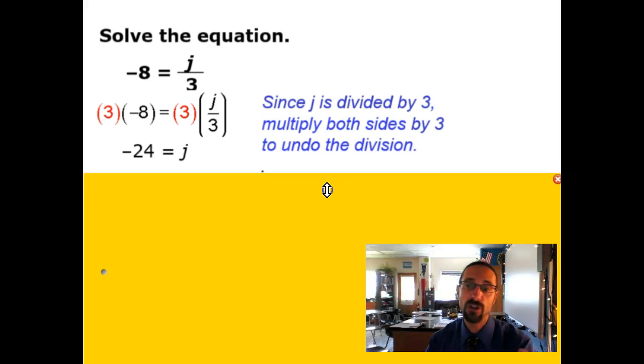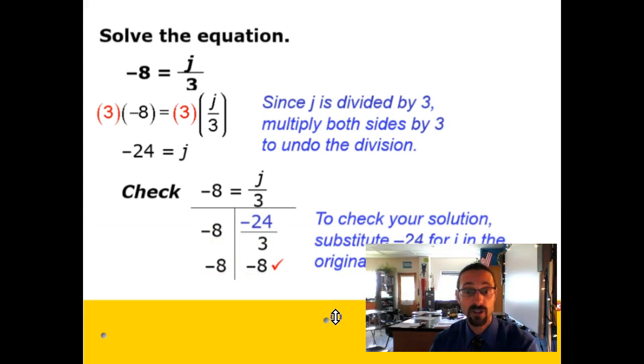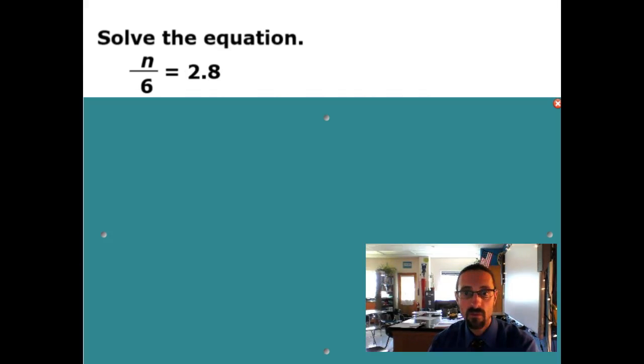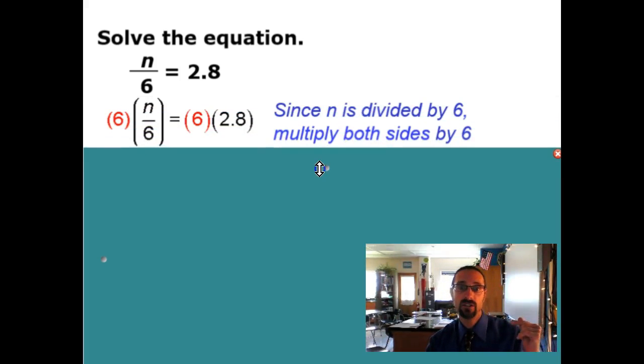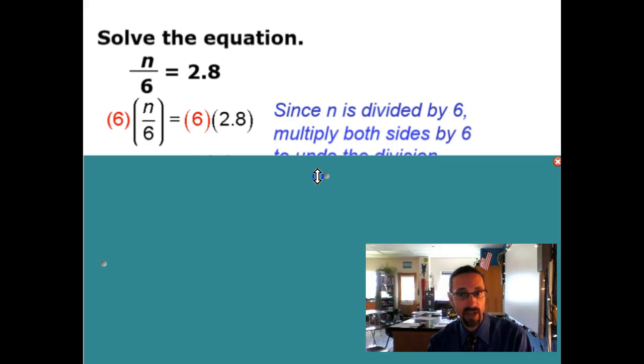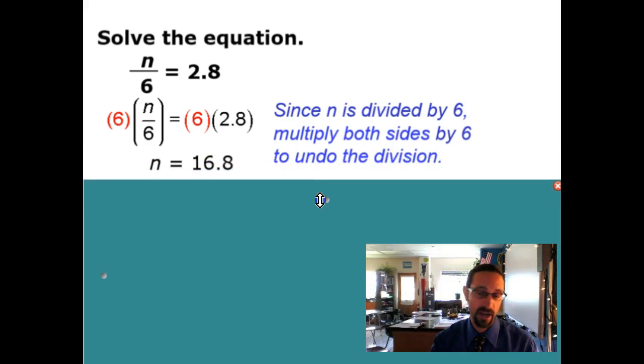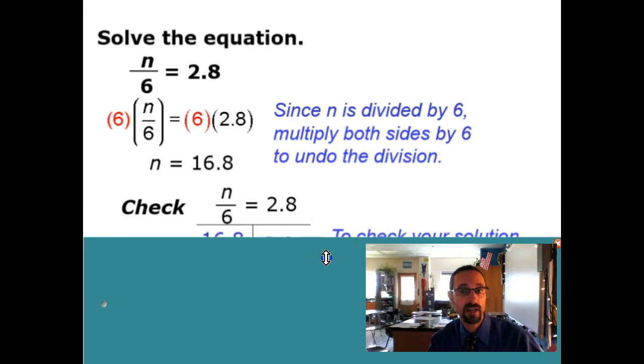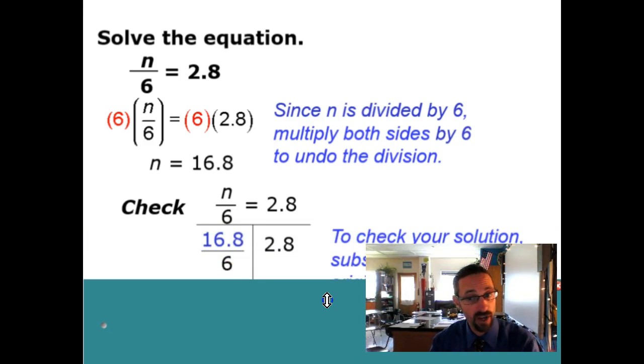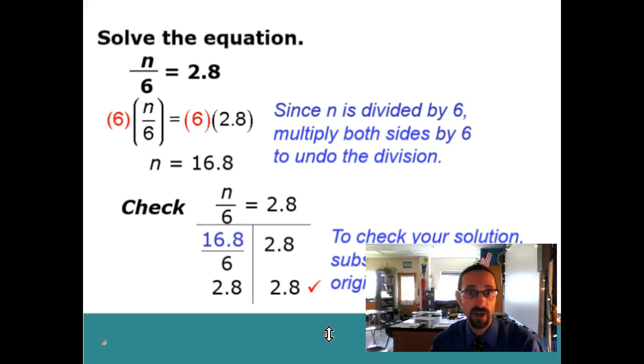As always, you can go back and check these things. So if you plug in -24 for j, and you divide it by 3, in fact, you do get -8. Let's take a look at another problem. In this case, we've got a decimal, but it really works the same way. Some number divided by 6 is equal to 2.8. Well, I'm going to multiply both sides by 6, and 6 times 2.8, now we simplify, is 16.8. And again, if I plug 16.8 back into the original equation, it does indeed, 2.8 equals 2.8.